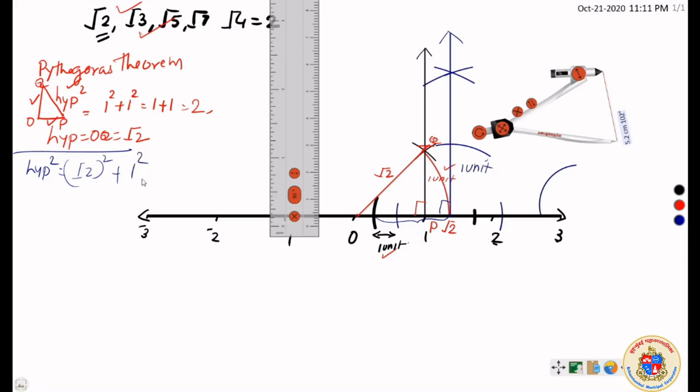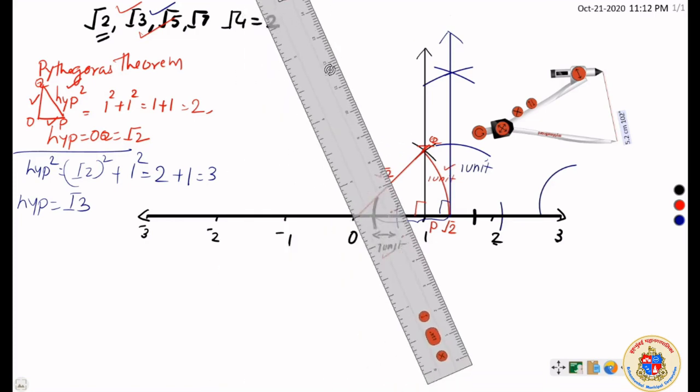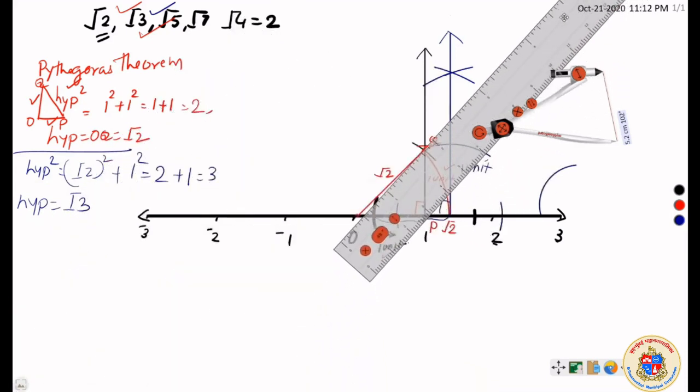This means root 2 square is equal to 2, 1 square is 1, which is equal to 3. That means the hypotenuse, in this case, is equal to root 3, which we require. So our problem is solved here again. Once again we are getting the distance or displacement of root 3 perfectly.